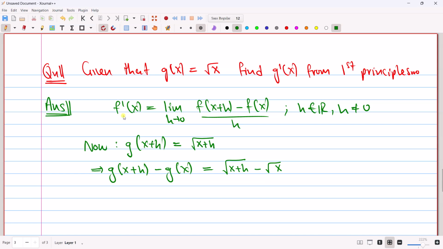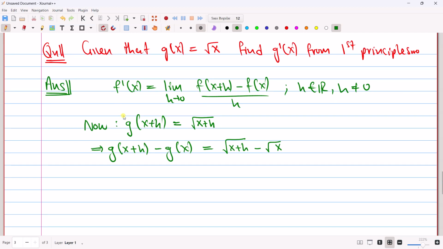So now we plug this into the formula. According to the formula, what do we have now? Therefore, the thing that we're looking for, which is g prime of x, is just the limit as h approaches 0 of g of x plus h minus g of x, which is just root of x plus h minus root x, all over h.